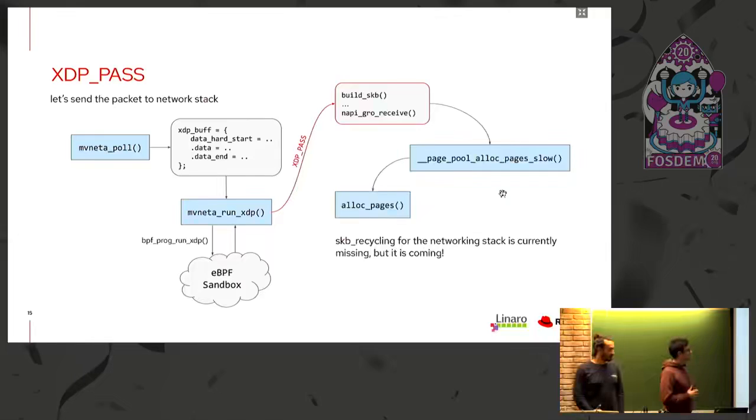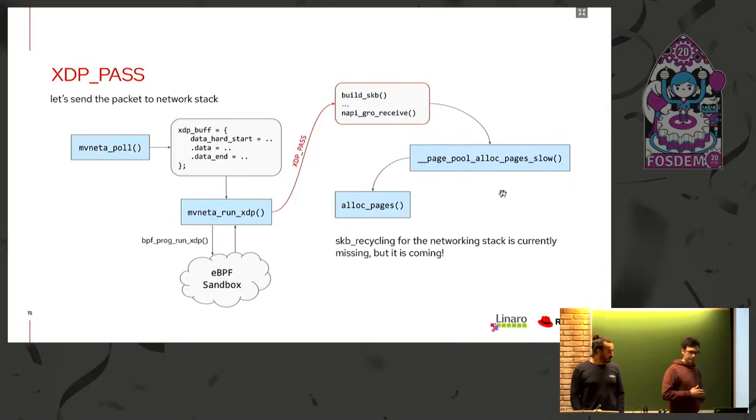The last verdict is XDP pass. XDP pass is used to send a packet to the standard Linux networking stack. In the MVNeta implementation, we can rely on build_skb, so there is no need to reallocate the buffer for the payload of the packet. But we need to take into account, when we allocate the packet using the page pool API, the size of the SKB shared info.